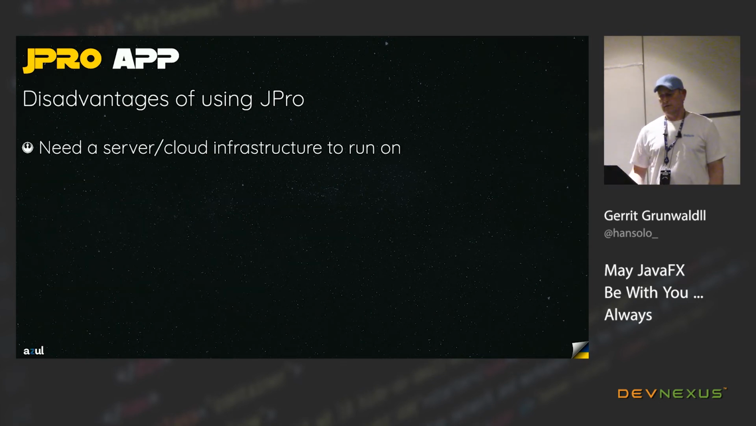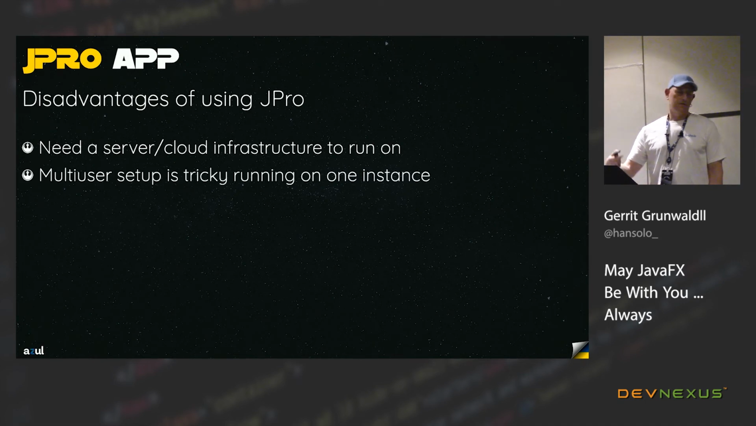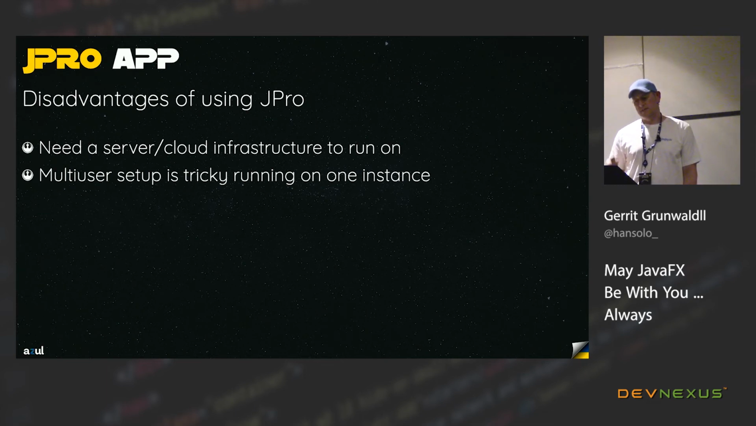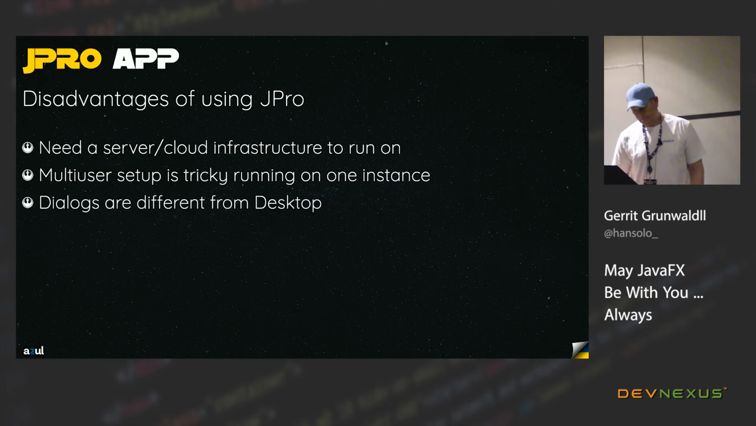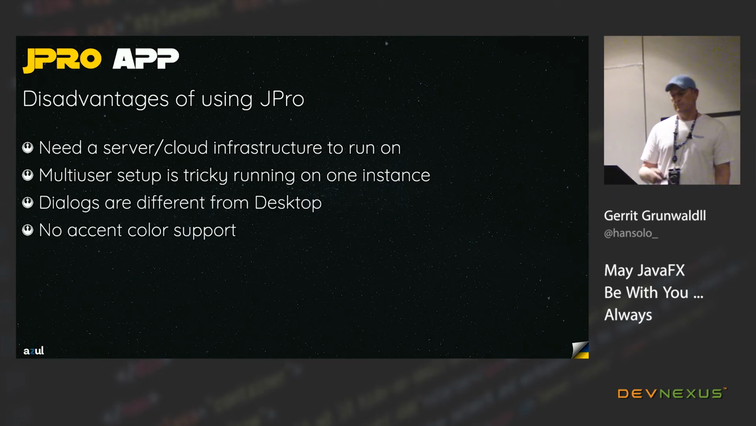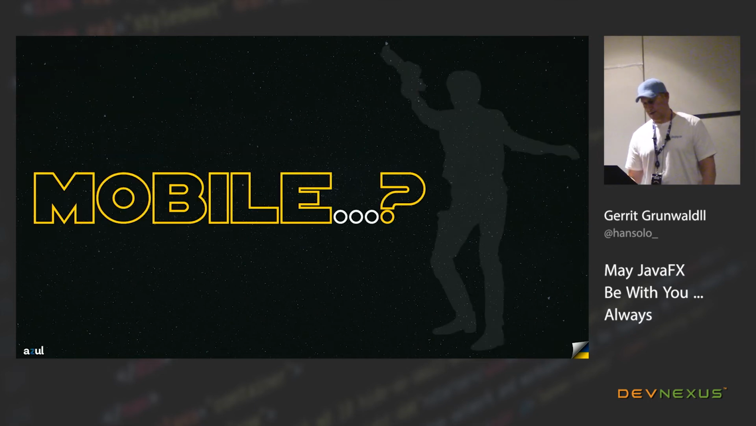Disadvantages: you need a server or cloud infrastructure to run that on. You can run it locally, just for demo. You saw it was localhost 8080, so I just let it run on my machine. A multi-user setup is tricky because, as I already explained, you run the exact desktop application on the server side and do the rendering in the browser, so there are not really multi-user capabilities. It's just one instance running there. So the Docker approach is probably the best, because then you just start it in enclosed environments. Yeah, dialogues are different. There's no accent color support for Mac, okay.